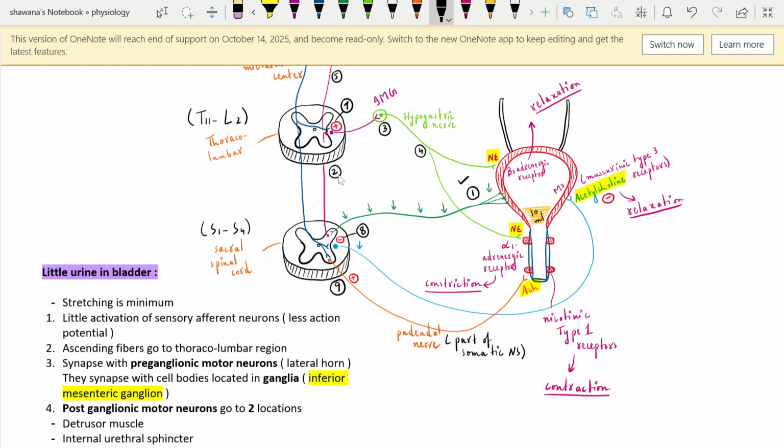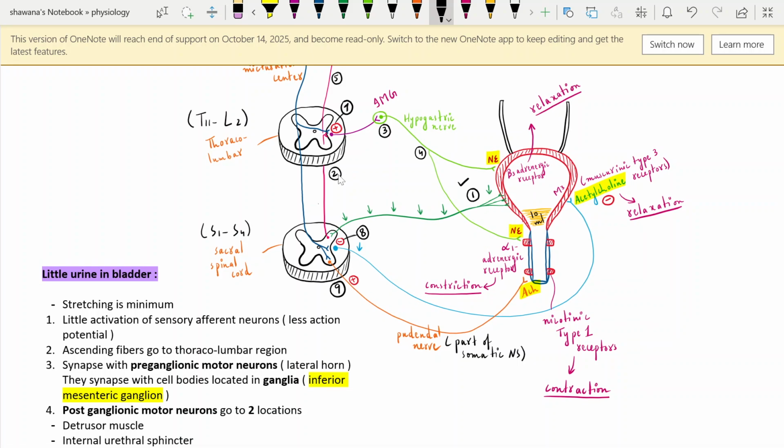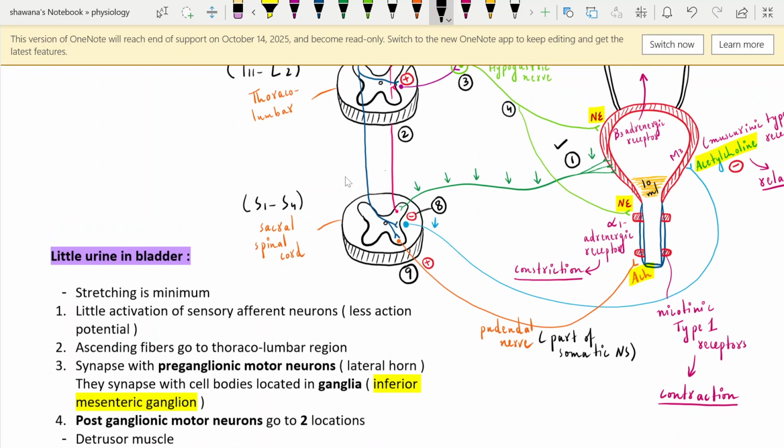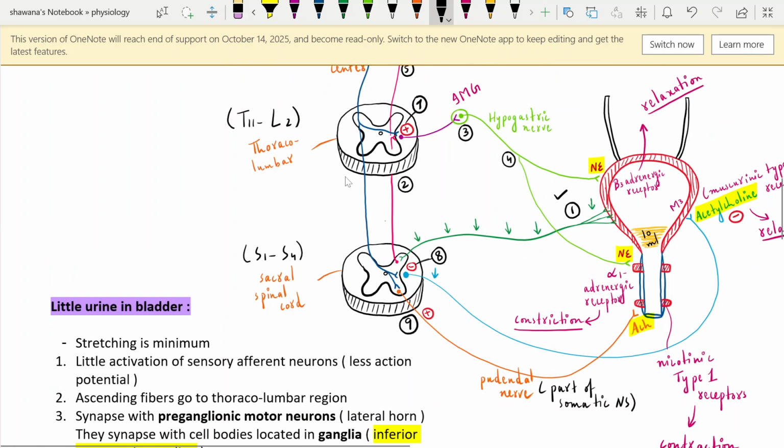Because there is less urine in the bladder, the stretch receptors are less activated, and the sensory afferent neurons will carry less action potential towards the spinal cord. And the second important thing is the involvement of the cerebral cortex, the pons, and the thoraco-lumbar and sacral regions of the spinal cord, which have great importance.